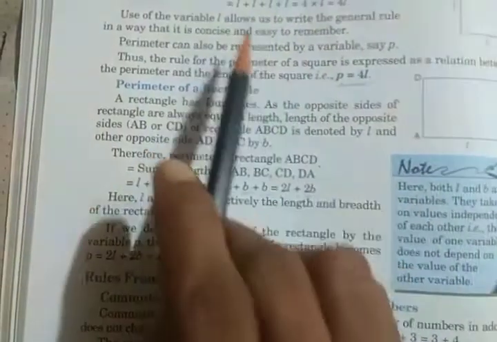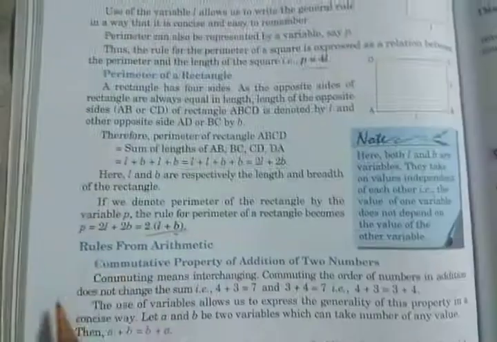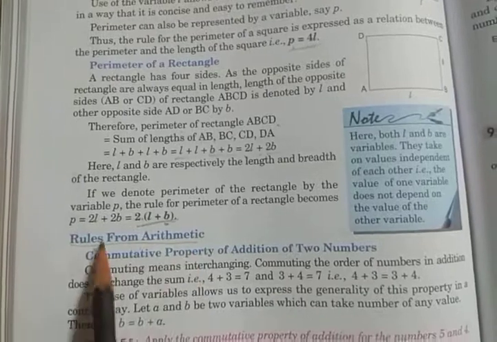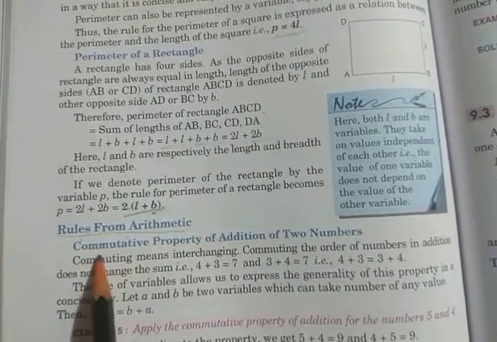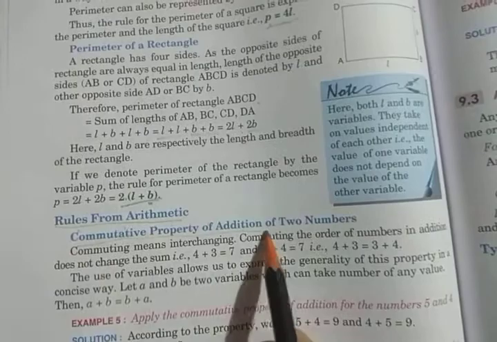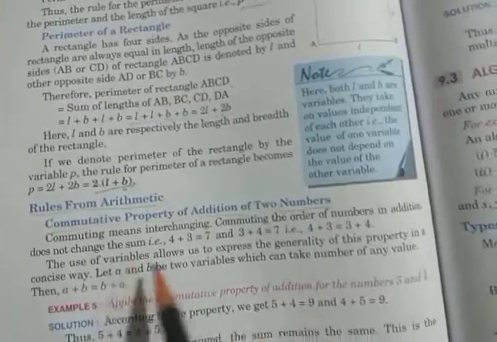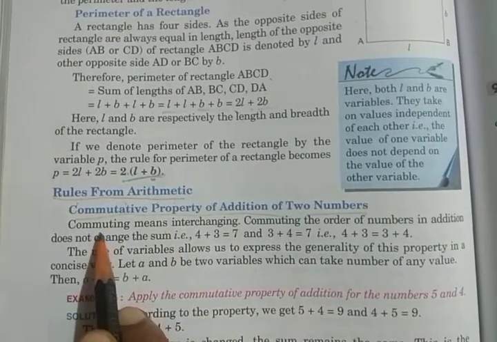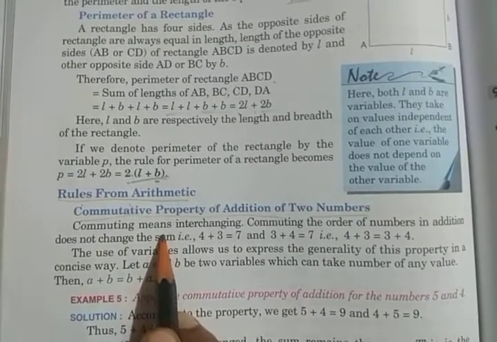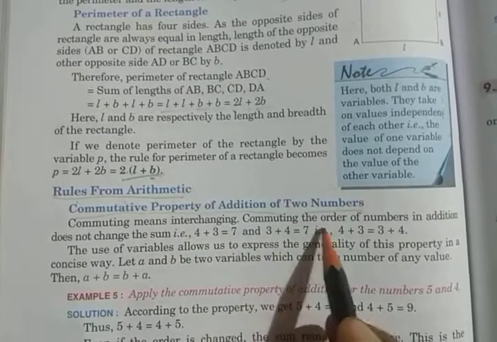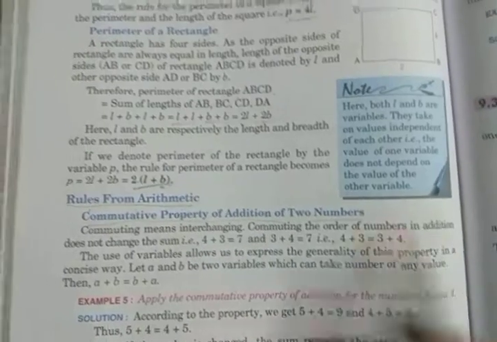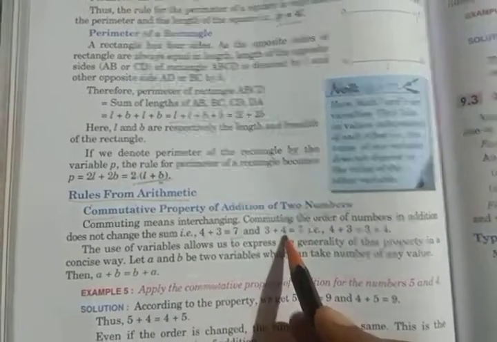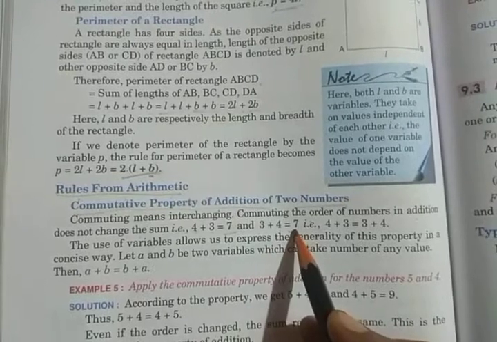So these are your rules from geometry. Next, we see rules from arithmetic. Commutative property of addition of two numbers. Commuting means interchanging, commuting the order of numbers. In addition, it does not change the sum. That is, 4 plus 3 we get 7, and 3 plus 4 we get 7.